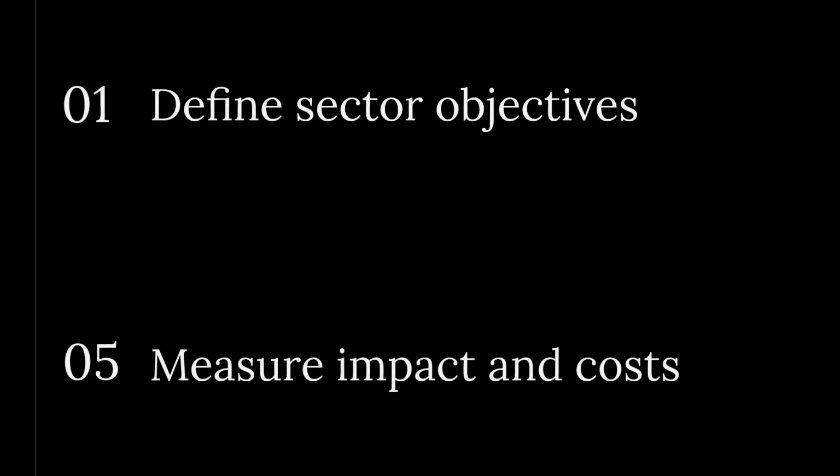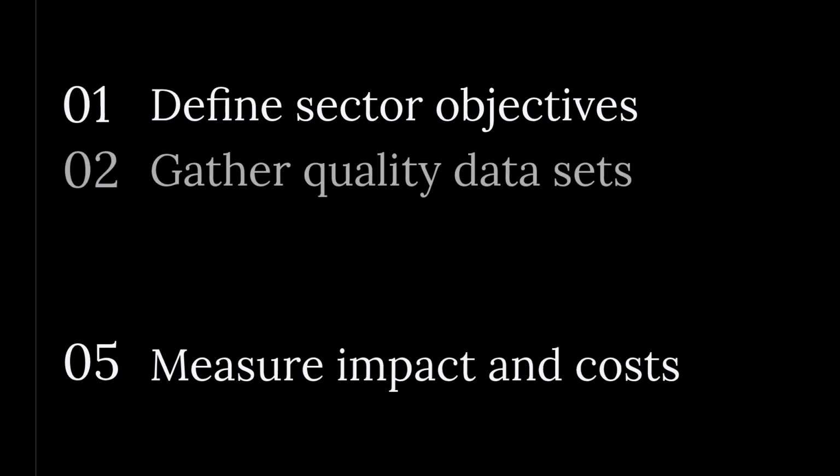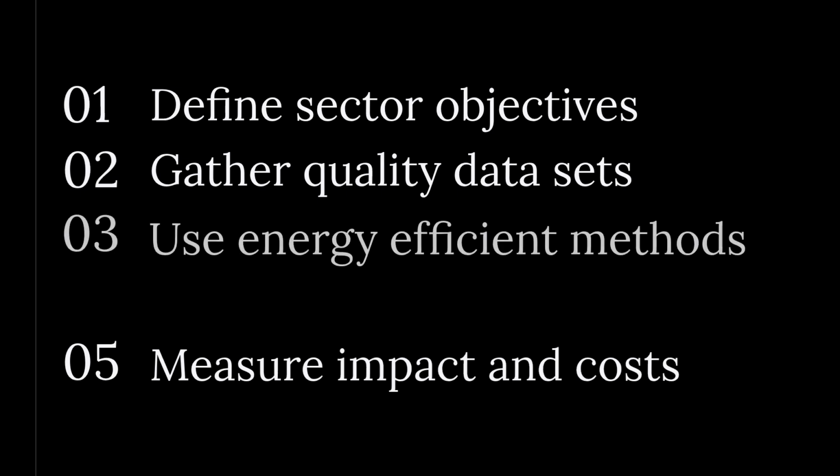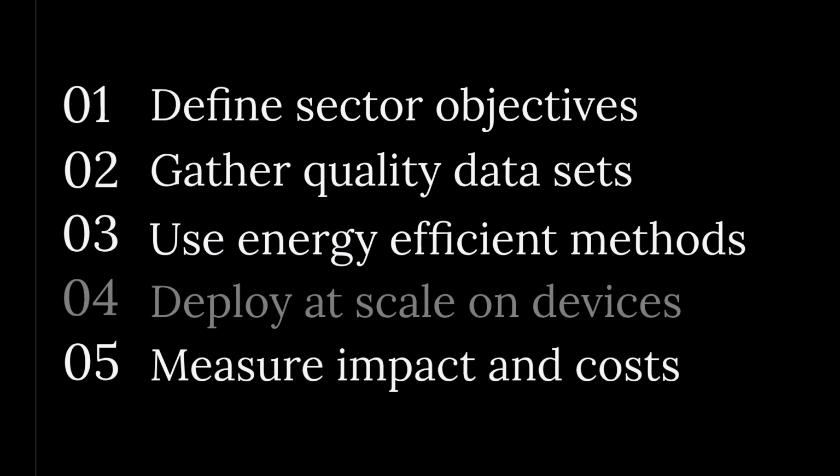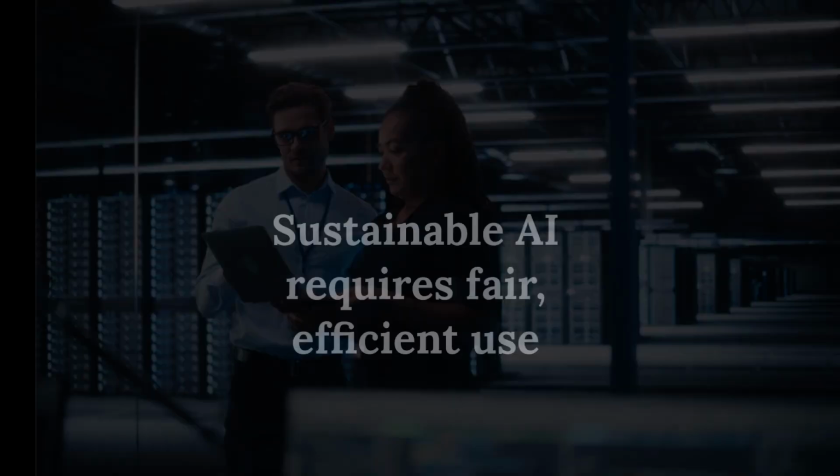Project development begins by defining sustainability objectives for a specific sector, then collecting high-quality representative data. Model development should use energy-efficient methods such as transfer learning and model pruning, followed by scalable deployment that may include edge devices. Impact is evaluated through environmental, economic, and social metrics such as reduced resource use, lower costs, and improved community outcomes.